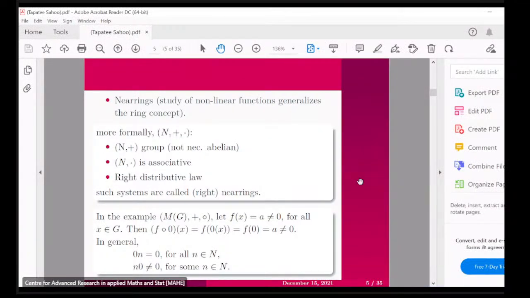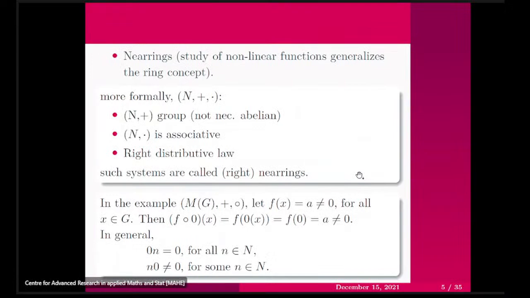So nearing is the study of nonlinear functions which generalize the ring structure. More formally, N with two binary operations plus and dot, where N plus is a group, not necessarily abelian, dot is associative and it satisfies the right distributive law, then such a system is called a right nearing. Here in particular we are taking the right nearings. And in a right nearing, n0 need not be equal to 0 for some n belonging to N. For example, in Mg, if we consider f of x equal to a, which is non-zero, then f composition 0 at x is equal to a, which is non-zero.